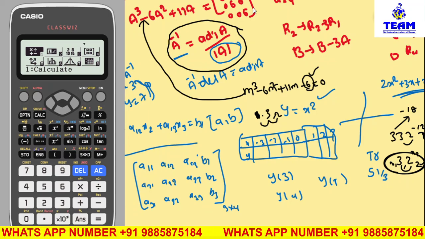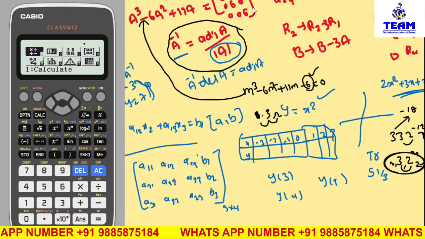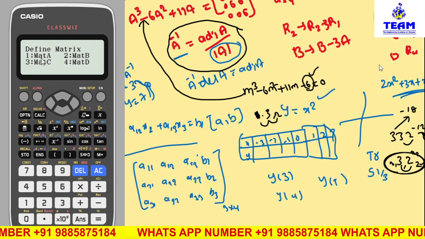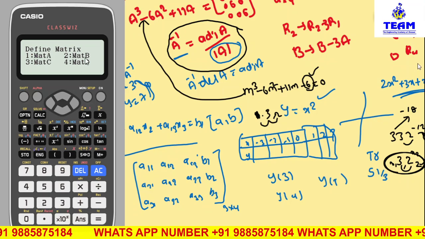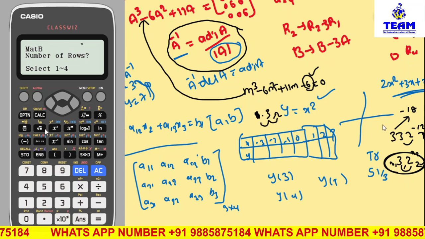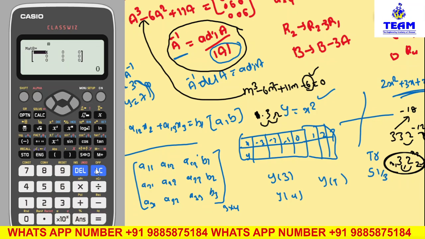Next, friends, you can do diagonalization, P inverse AP. Suppose you want more matrices, so you can define Mat A and Mat B. Now Mat A, and P is considered as Mat B. So for B inverse AP, first I have to press 2 for a 3 by 3 matrix. I am giving 3 by 3. Okay, now press the equal button, press the AC button.